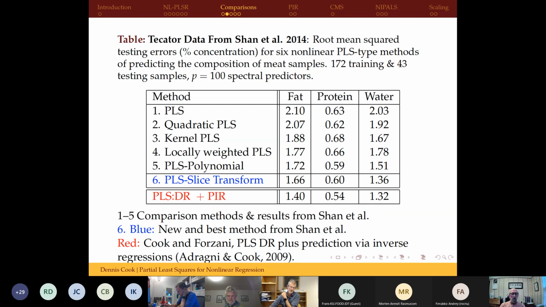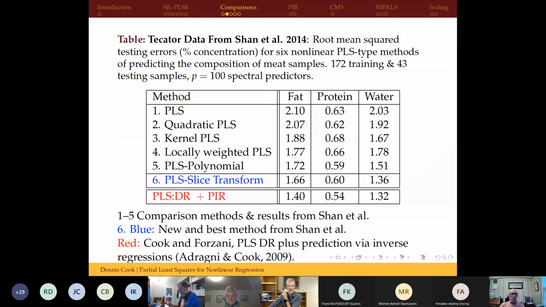Now, PLS slice transform is kind of a clever method. What the authors did is they sliced up the response, and within each slice they assumed linear PLS, and then they glued things back together. Very, very similar to sliced inverse regression by Li, if you're familiar with that dimension reduction method.